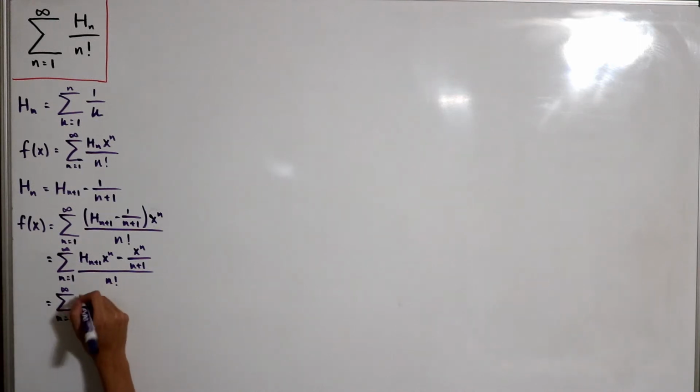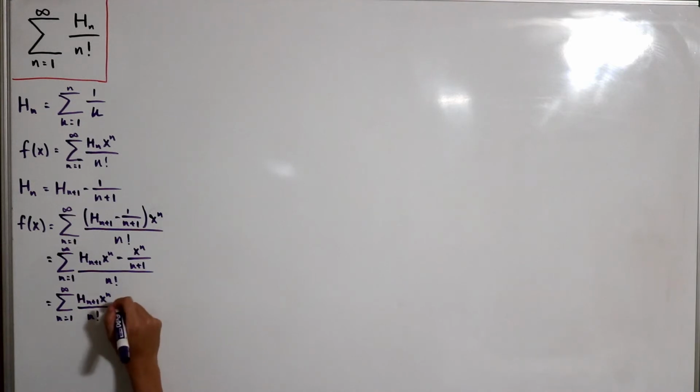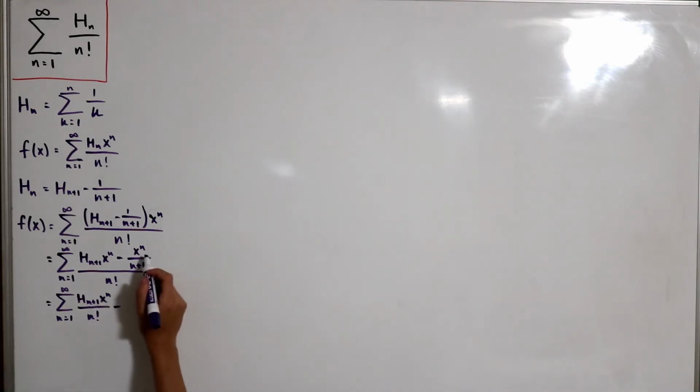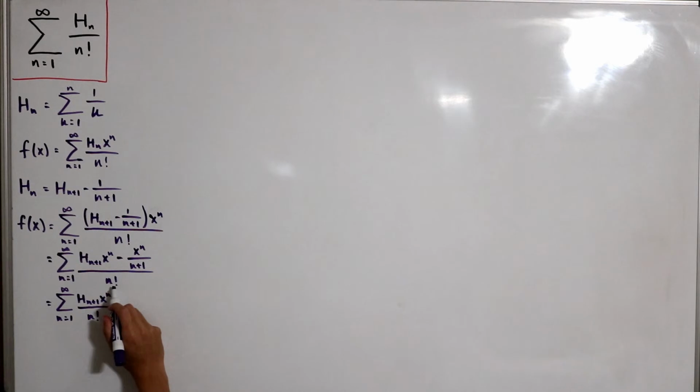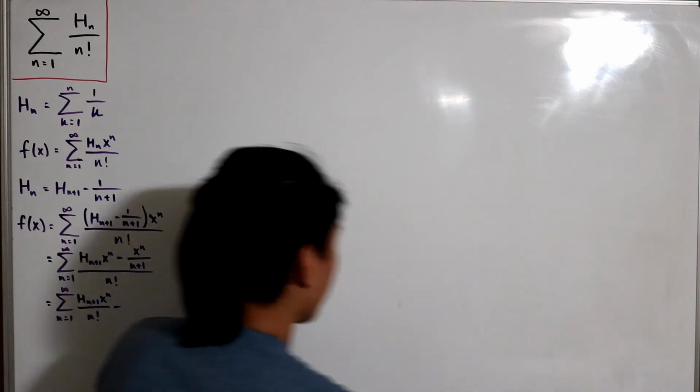So the first one we would have is just H sub n plus 1 times x to the power n divided by n factorial. Then we need to subtract x to the power n divided by n plus 1, divided by n factorial. So note that, let's write this in red.